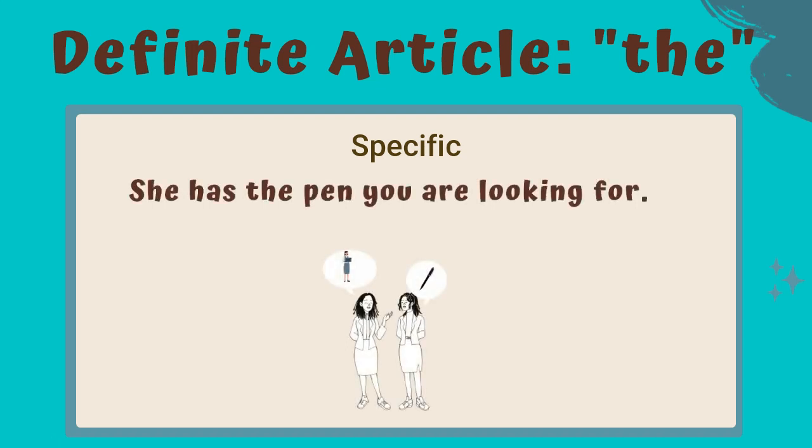Let's have an example. She has the pen you are looking for. In this example, the subject is talking to someone who knows about the pen. It is not their first time to mention the pen.